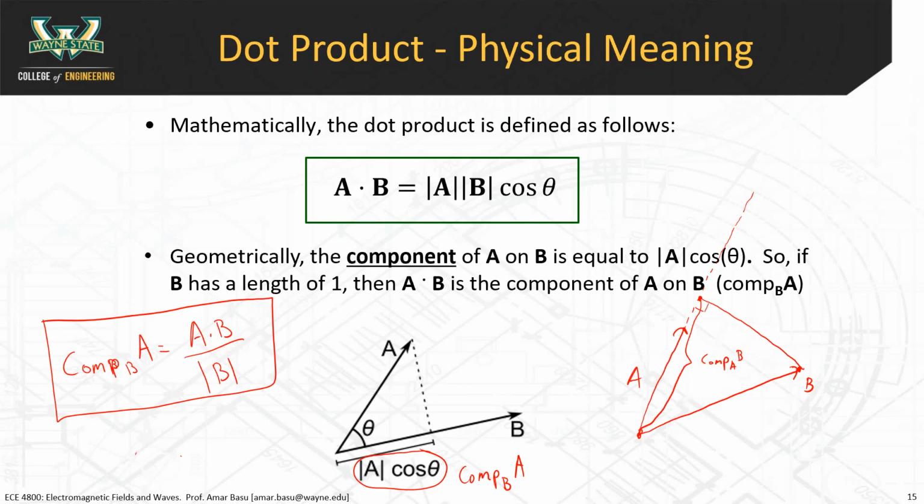Okay, and mathematically the formula, the component of B on A would just be equal to A dot B over the magnitude of A. Compare these two formulas here. Component of A on B on the left side, and then the component of B on A here on the right side. The denominator is the only thing that's different.